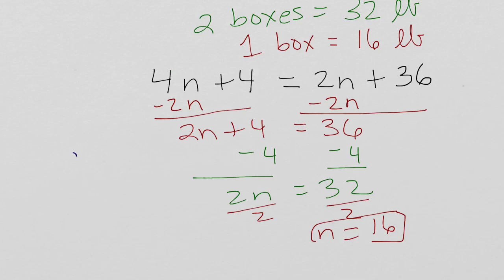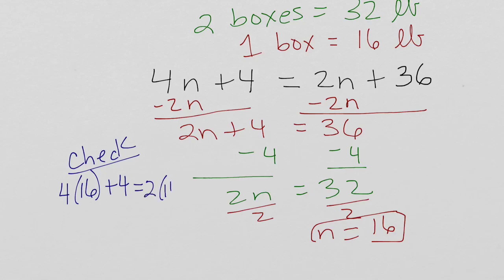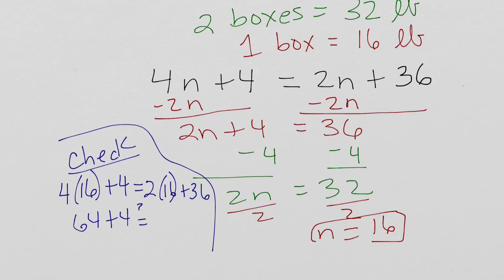We can always check whether our answer is correct by plugging back into the original problem. So we plug in 16 every time we see n and see if both sides are in fact equal. I'm going to do that over here on the left. 4 times 16 is 64. Is 64 plus 4 equal to 32 plus 36? So we've got 68 equals 68, so yes, that checks.